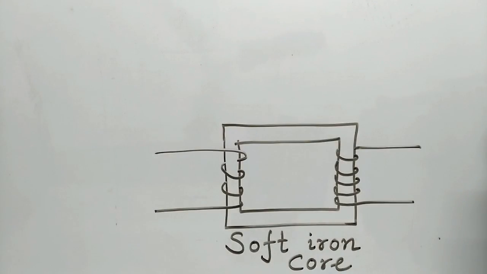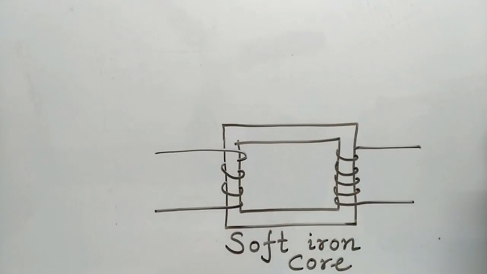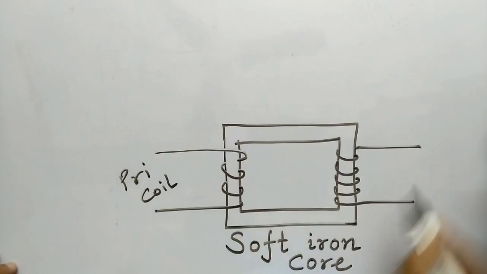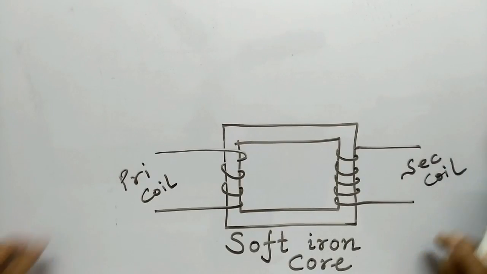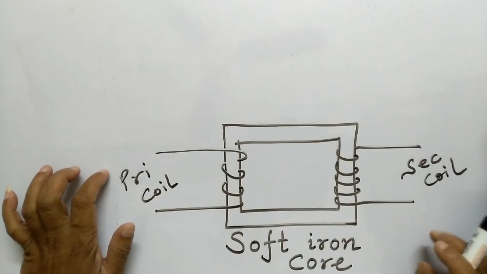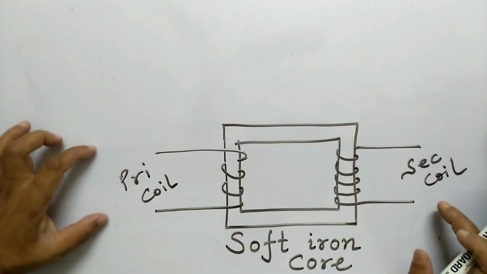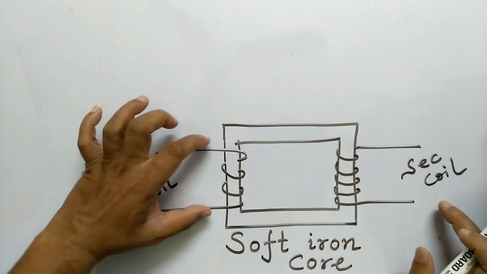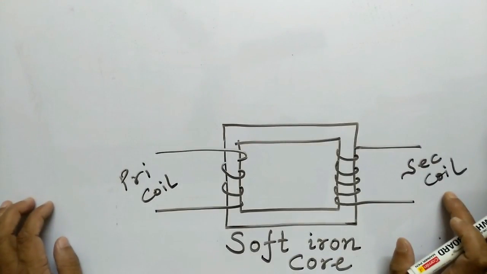Here you can see I have made two coils. This is the primary coil, that is the secondary coil. The primary coil is also known as the input coil, and the secondary coil is known as the output coil. Through the primary coil the potential difference enters, and through the secondary coil we get the desired potential difference.